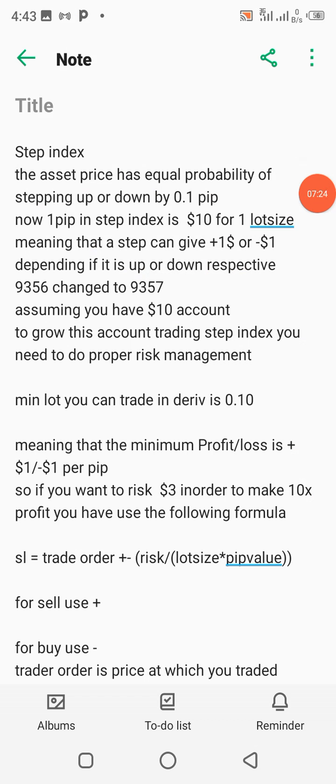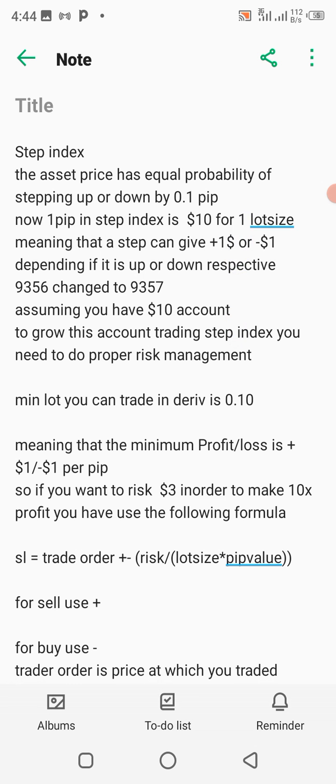So if you want to calculate your stop loss, because it's very important, once you know your stop loss, you will be able to make profits. Because if you don't know your stop loss, you might blow your account and miss the upcoming opportunity. So the stop loss is trade order plus or minus risk, all divided by lot size times pip value. So for sell you use plus and for buy you use minus. The trade order is the price at which you traded.